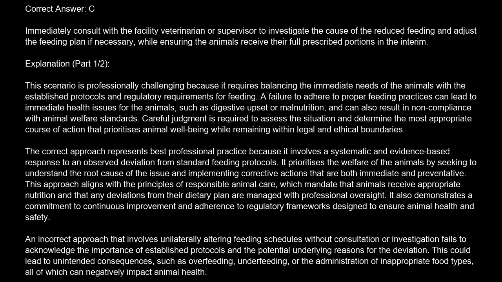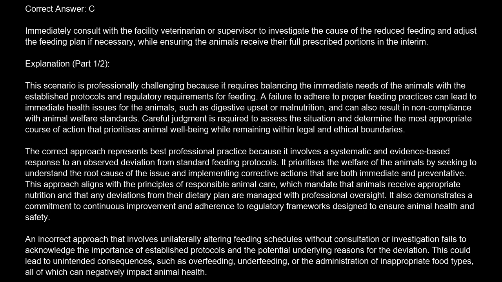The correct approach represents best professional practice because it involves a systematic and evidence-based response to an observed deviation from standard feeding protocols. It prioritizes the welfare of the animals by seeking to understand the root cause of the issue and implementing corrective actions that are both immediate and preventative.